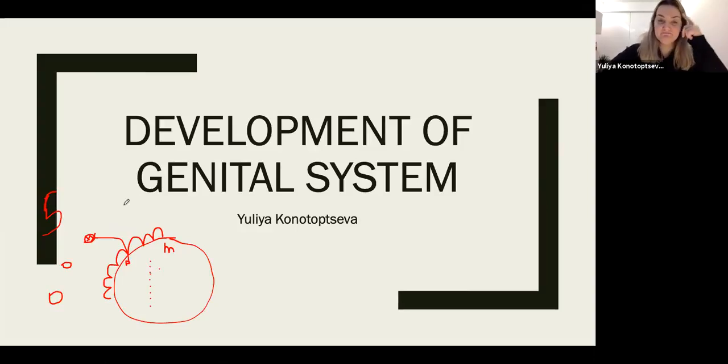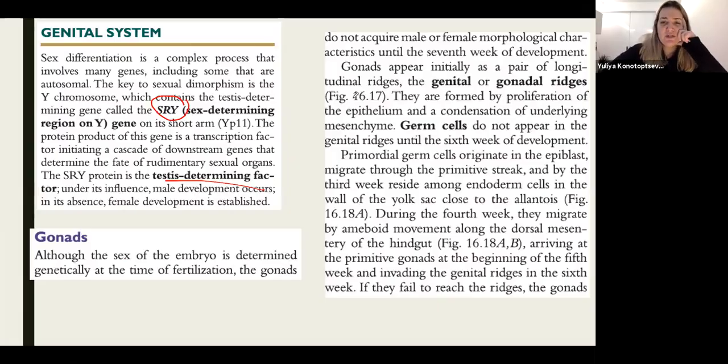In the female, okay, germ cells we have talked about. This is just a revision. I really love this book because this is like chapter number 6 or 7, I remember. Take a look. Primordial germ cells originate in the epiblast, right? They migrate through the primitive streak and by the 3rd week reside in the wall of the yolk sac.